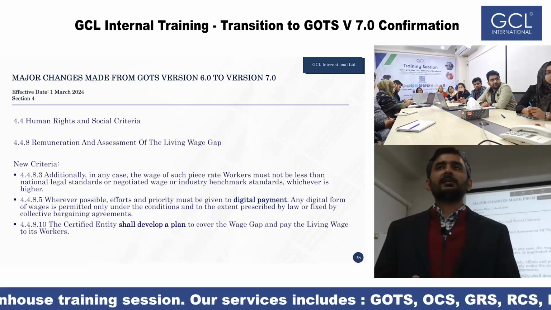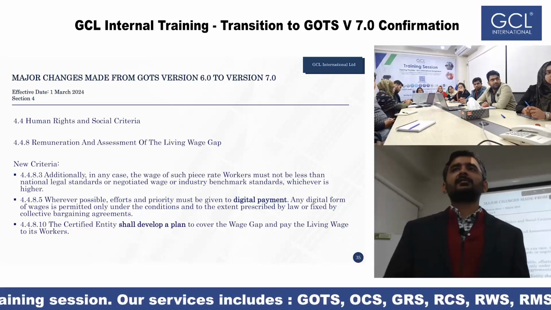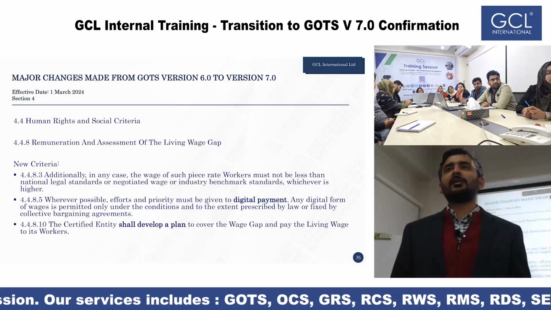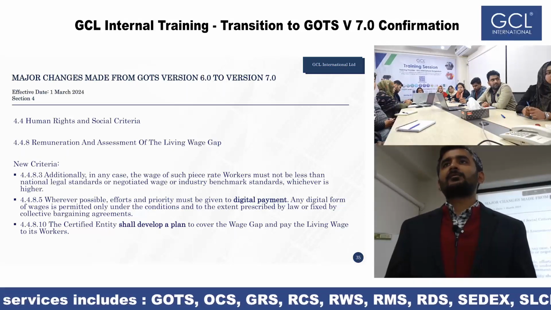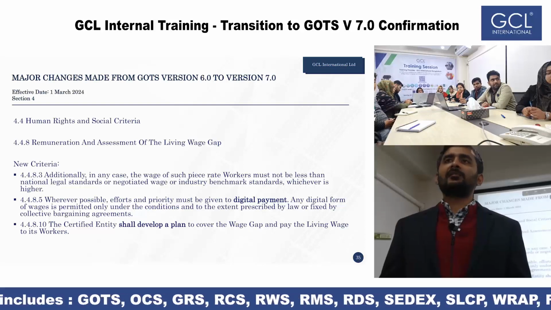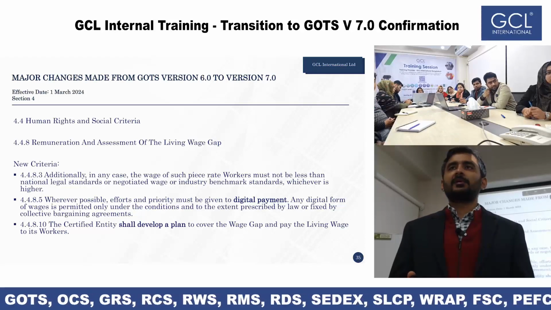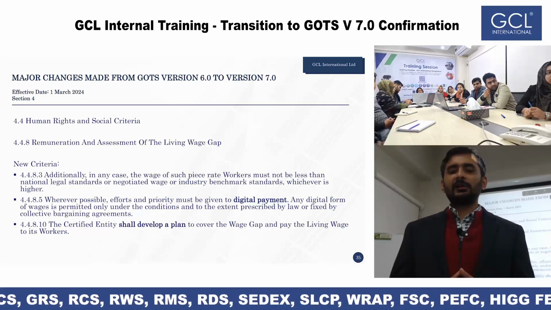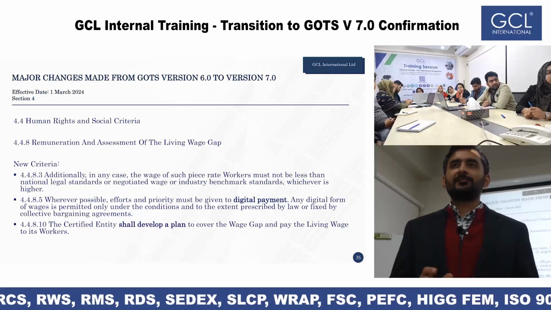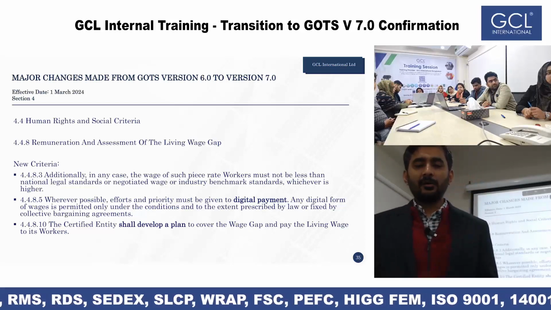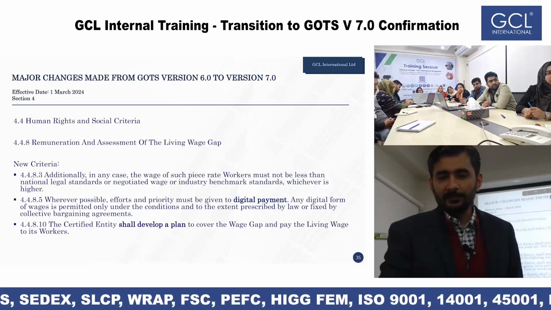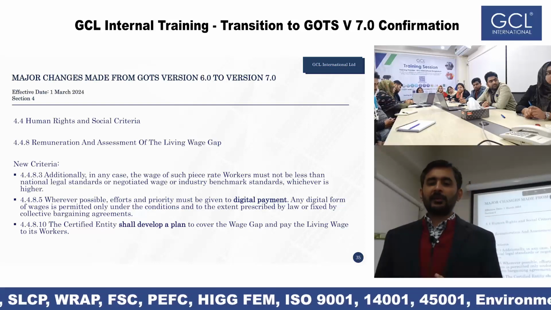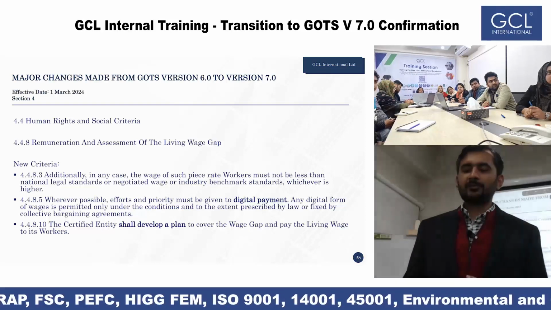So the previous requirement is already there. Now the requirement is that they shall have a plan or program in place for how they will meet the living wages gap. They also need to communicate with the respective stakeholders. So how can they do that? We'll discuss with some examples.